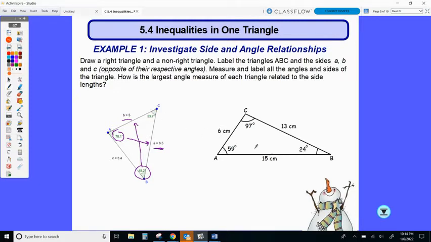Let's look over here on this side and see if it happens the same way. And this does. Our longest side is opposite our biggest angle, and our smallest side here is opposite our smallest angle. If you think about it, it kind of makes sense, right? Because the smaller that angle opens up, the smaller side it's going to intersect on the other side.